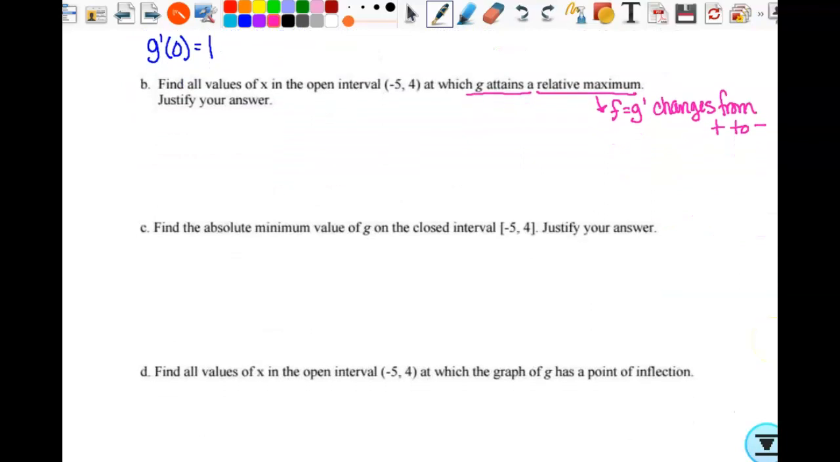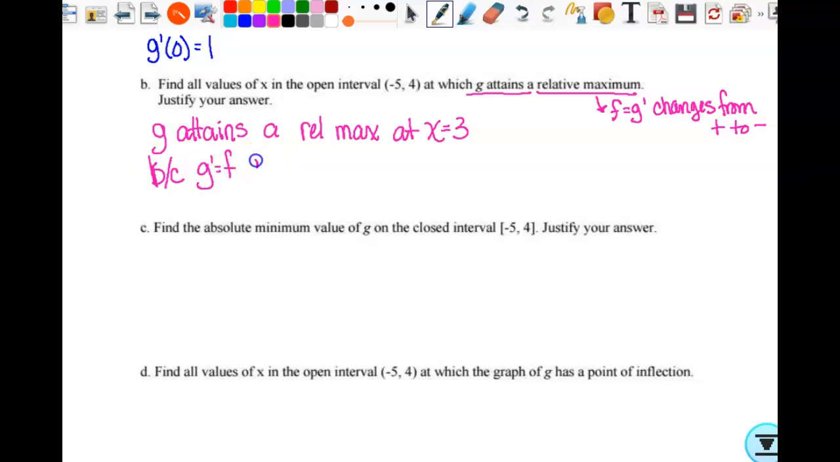So then I can say g attains, I would just use the words they use, that's a strange way to say it, a relative max at x equals 3 because g prime, which equals f, changes from positive to negative. So relative max is a positive to negative thing.